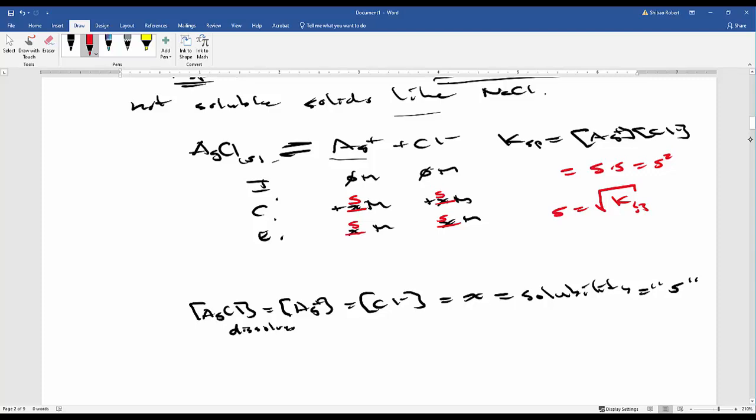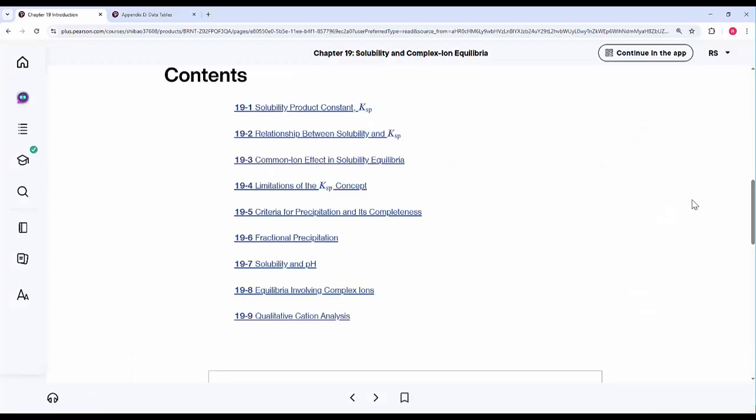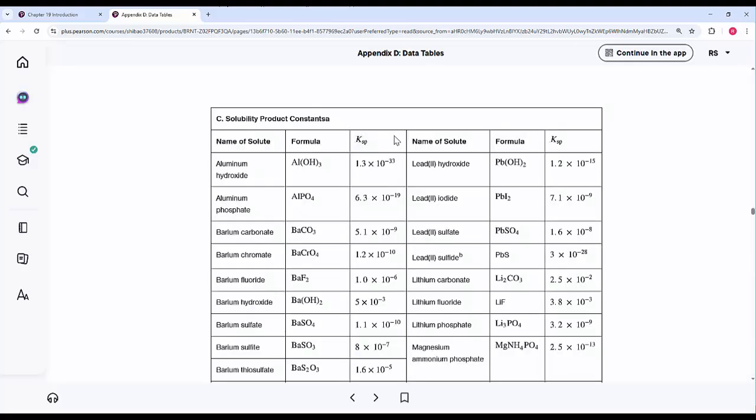So we can do two things. We can either measure the solubility and determine the KSP, or we can look up the KSP and then determine the solubility. Well, it turns out looking up the KSP is not difficult. We can find that in a table. Let's take a look at the table of KSP values. We can find these in Appendix D, and we can also find a slightly shortened table in Chapter 19. But one of the things that you should note is that when we're looking at the KSP values, they're all quite small.